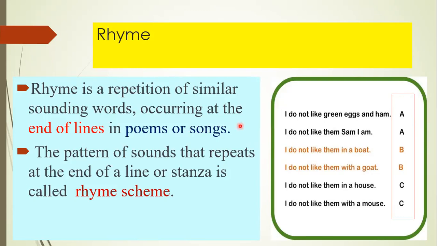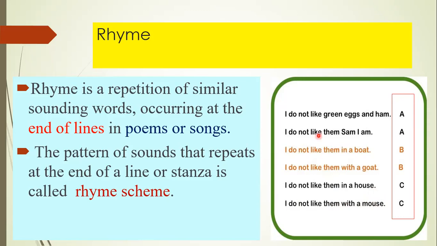And here, look at this example. I do not like green eggs and ham. So here we have the sound M. I do not like them, Sam. I am. Here we have also M. I do not like them in a boat. I do not like them with a goat. You see T, T. I do not like them in a house. I do not like them with a mouse. So C and C.